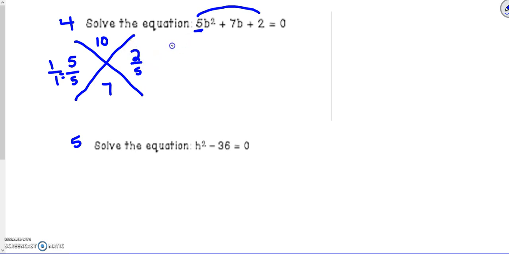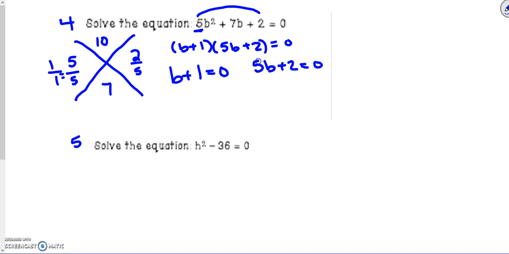Okay, so now writing this as a factored equation, we have b plus 1 times b, oops, that's supposed to be 2b. Got a little anxious there. I'm very tired, I'm sorry. That shouldn't be 2b. We are taking it bottoms up, so that would be 5b plus 2. And then we set that equal to 0. In order to solve for b, we set each expression equal to 0. So you have b plus 1 equals 0, and 5b plus 2 equals 0.